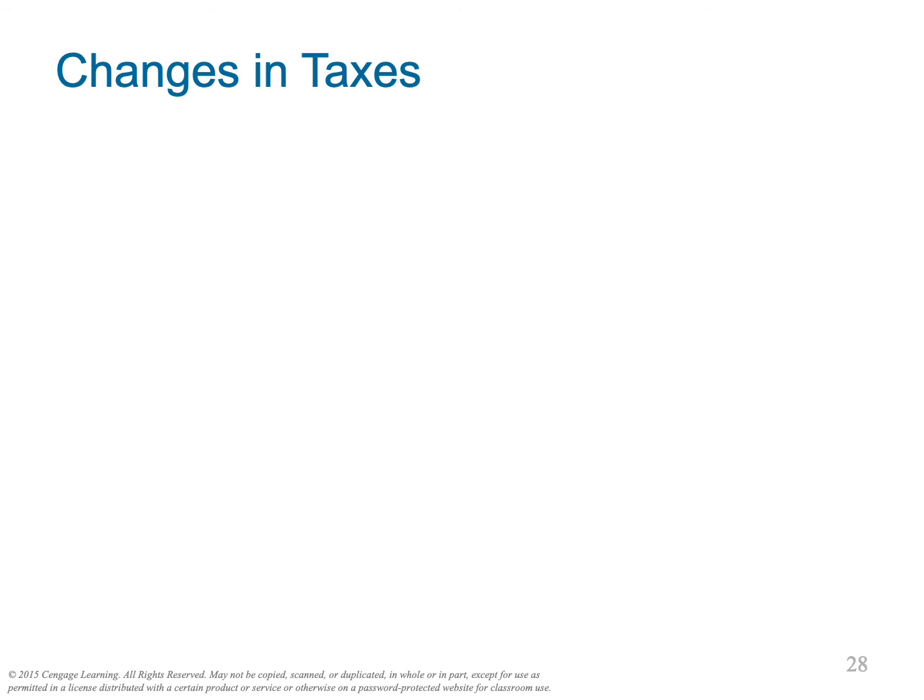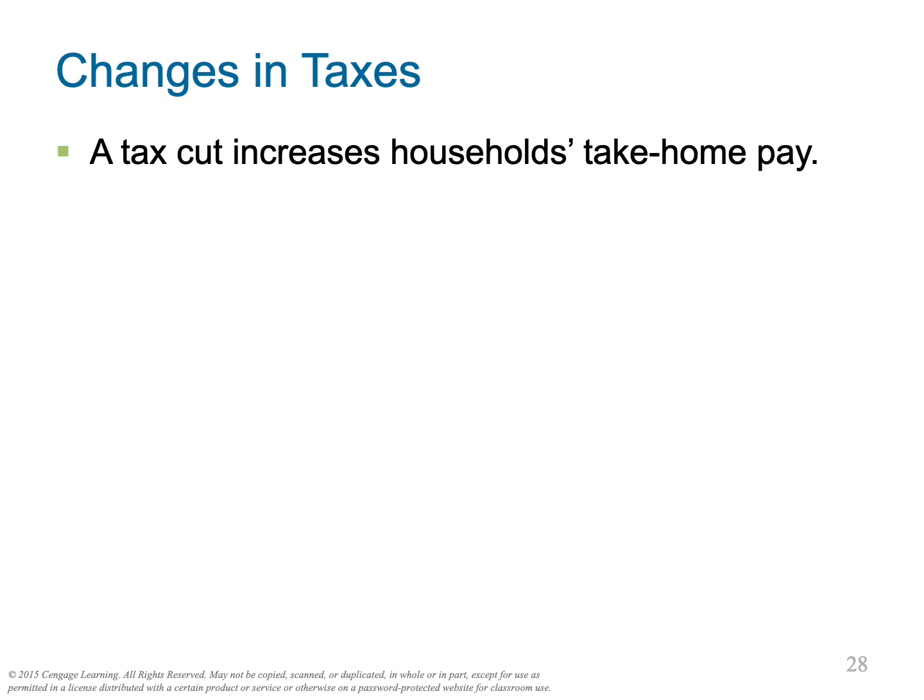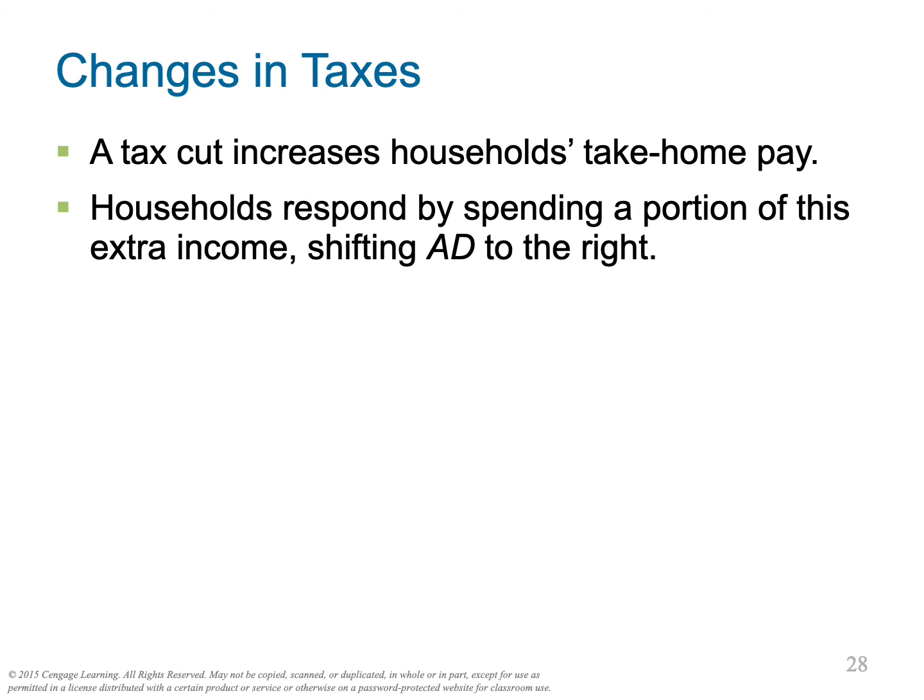All right, now at this point, we've only talked about government spending, but what about changes in taxes? What happens there? A tax cut means that people take more money home on their paycheck. They have more money to spend if their taxes are lower, right? If there's a tax cut. And so households will respond by spending a portion of this extra income. In fact, they will spend an amount dictated by the marginal propensity to consume, the MPC. And so this shifts the aggregate demand curve to the right.